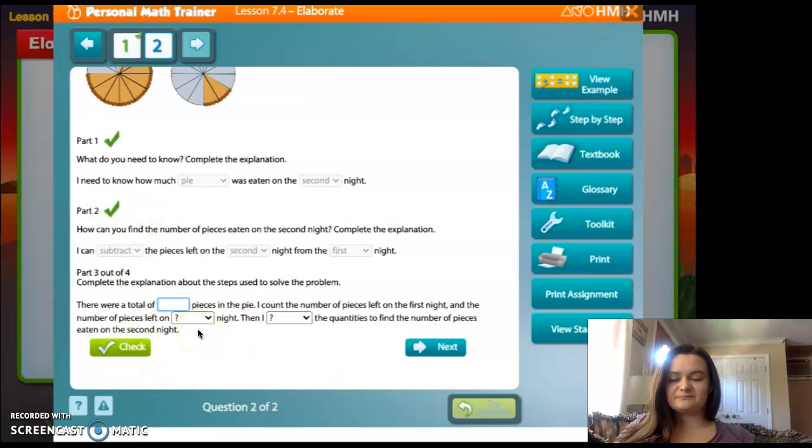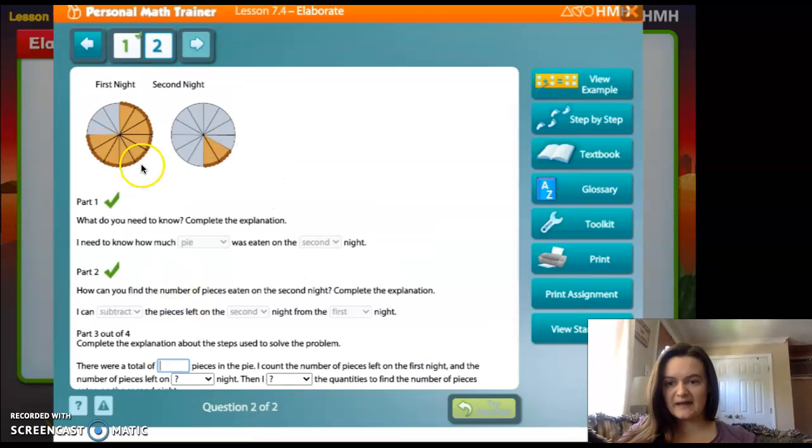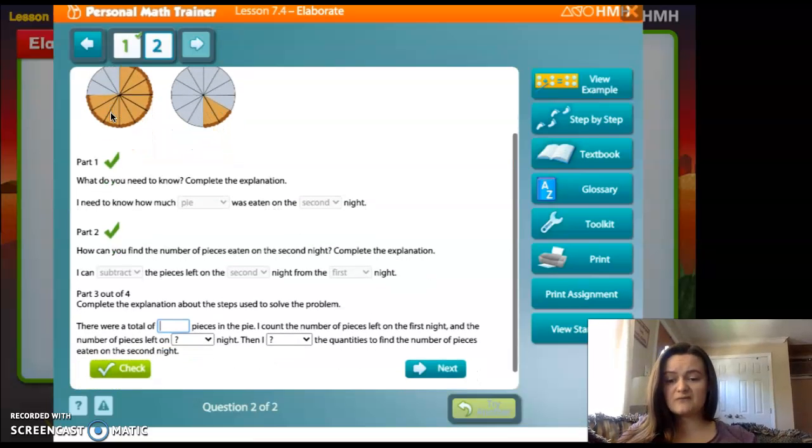Part 3 out of 4. Complete the explanation about the steps used to solve the problem. There were a total of how many pieces in the pie? Go back and look. I have 1, 2, 3, 4, 5, 6, 7, 8, 9, 10, 11, 12. So this is cut into 12ths. There were a total number of 12 pieces in the pie.